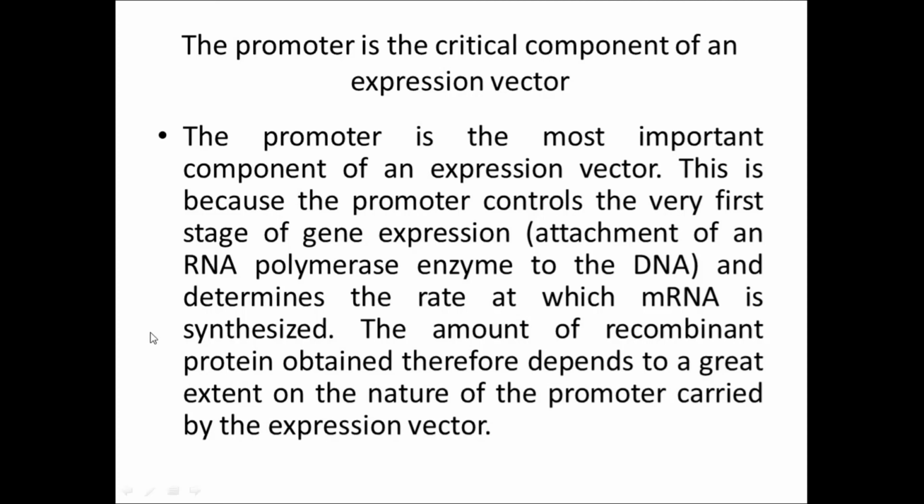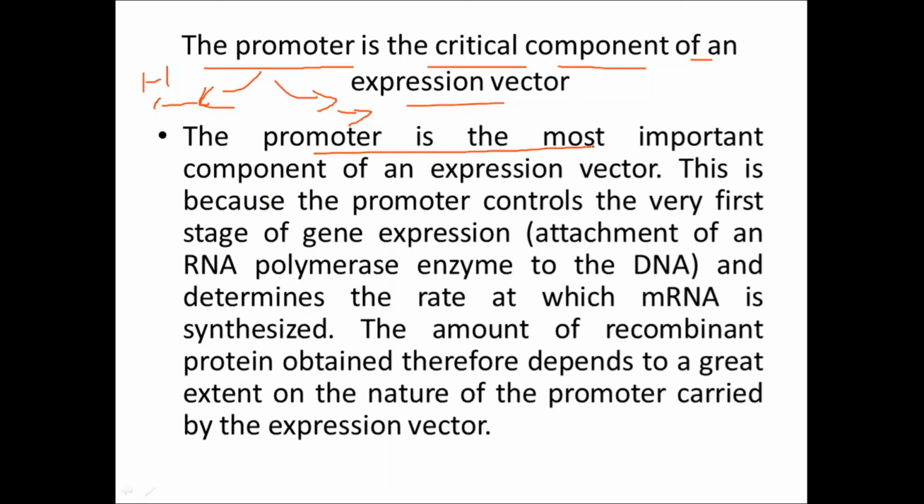The promoter is a critical component of an expression vector. Promoters are divided into two types: strong and weak. A strong promoter provides strong signals, and a weak promoter produces weak signals. What kind of promoter do we fuse in the recombinant or expression vector? This is important to control the expression. The promoter is an important component of this expression vector because the promoter controls the very first stage of gene expression.